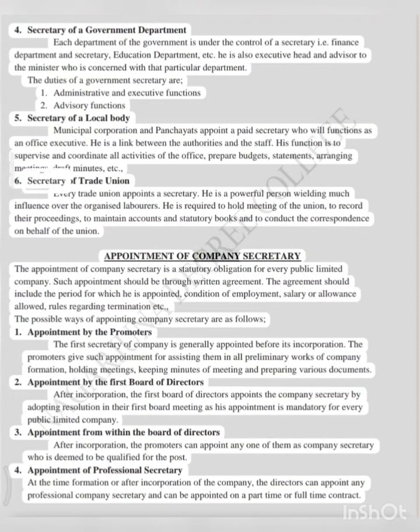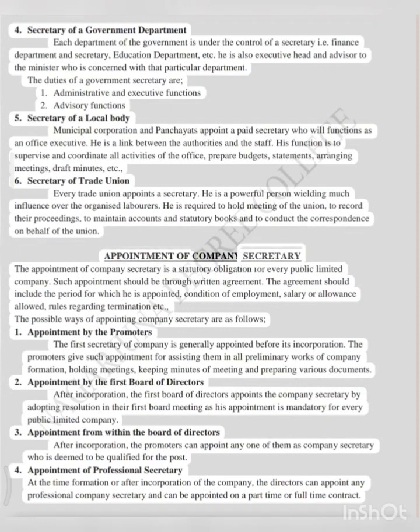6. Secretary of Trade Union. Every trade union appoints a secretary. He is a powerful person wielding much influence over the organized laborers. He is required to hold meetings of the union, to record their proceedings, to maintain accounts and statutory books, and to conduct the correspondence on behalf of the union.